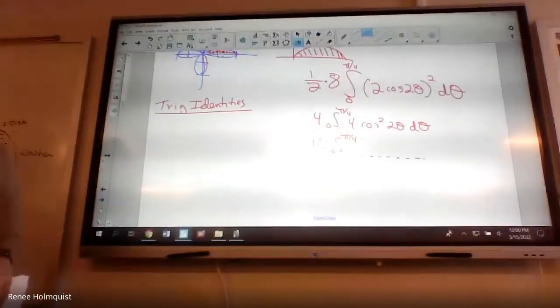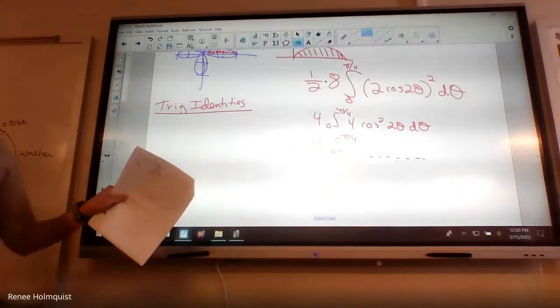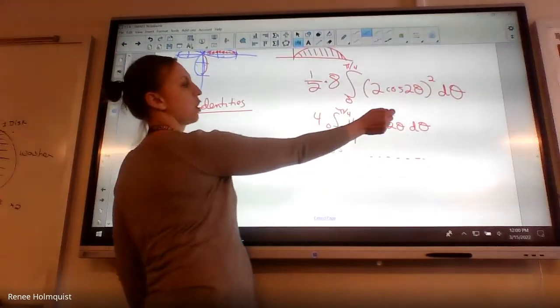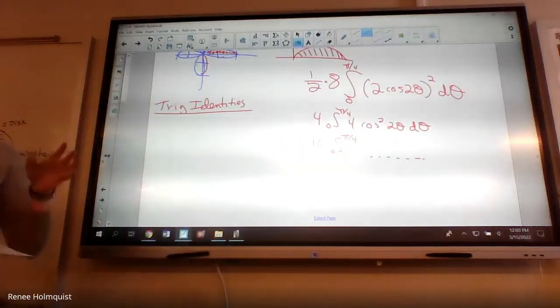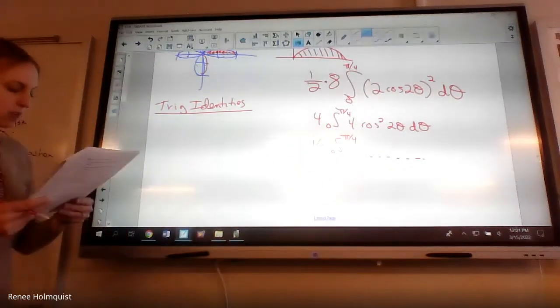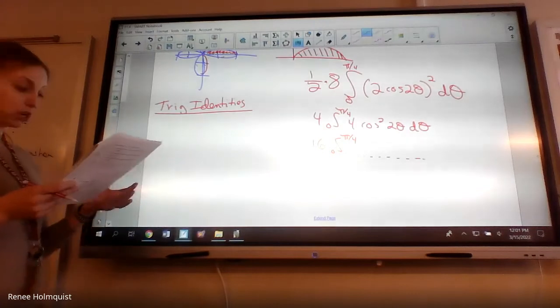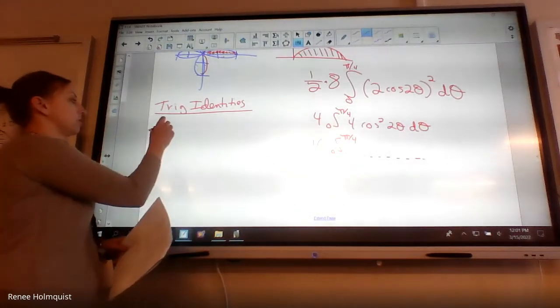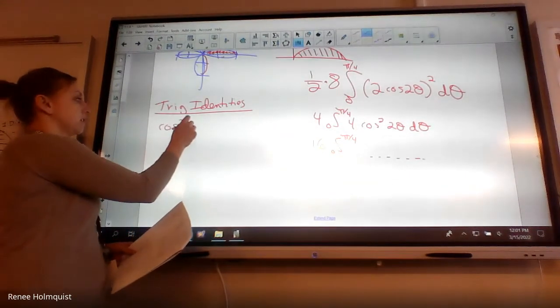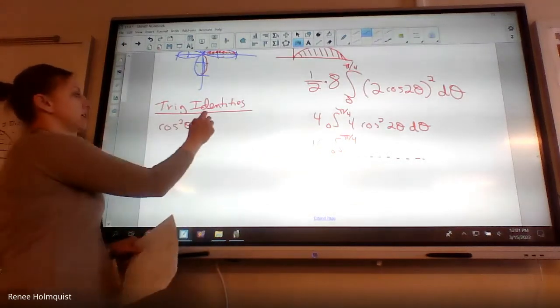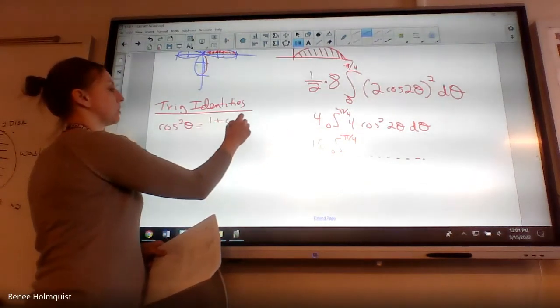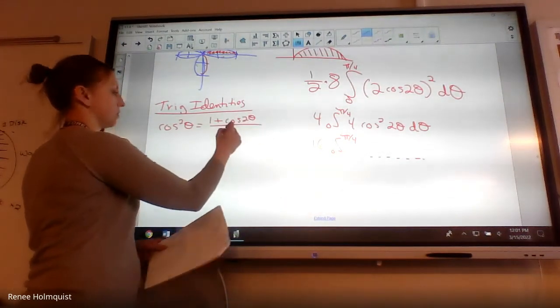Okay, so I pulled the 4 out, but we have this cosine squared of 2 theta. I handed you the trig identities, but there are 2 options. I personally remember this one better, so I used this one. It's 1 plus cosine 2 theta over 2, right?